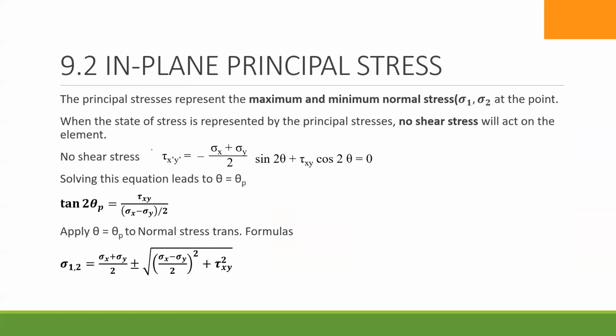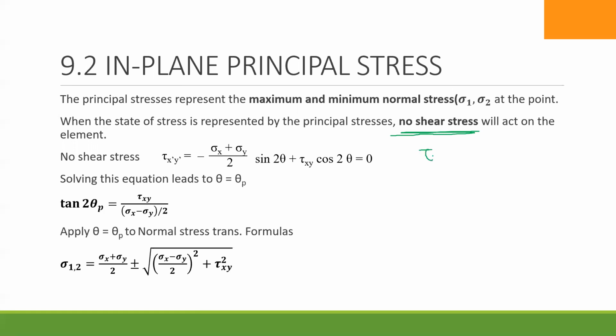In this section, we call the principal stresses. Principal stress is the maximum or minimum normal stress. If in some orientation we have the maximum or minimum normal stresses, we call these stresses principal stresses. In the principal stress case, our shear stress is equal to 0.